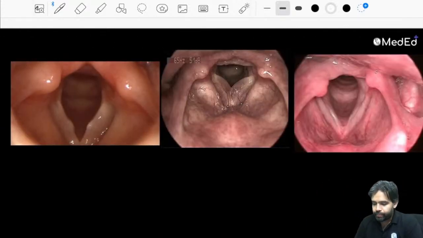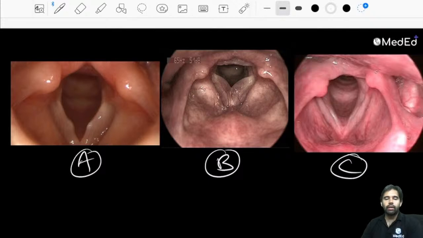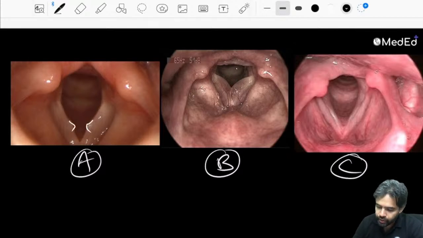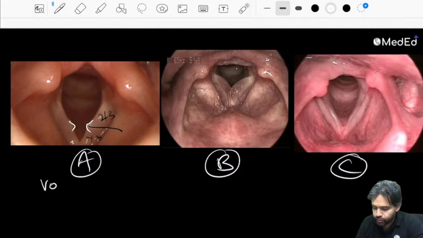All right. Now, A, B, C. 3 clinical conditions of the vocal cords. Now you know what is where. A is asked quite a lot. Here you can see that there are these nodules at the junction of anterior 1/3 and posterior 2/3. Junction is the part which has the most amount of friction and fluttering. This is why these form vocal cord nodules.